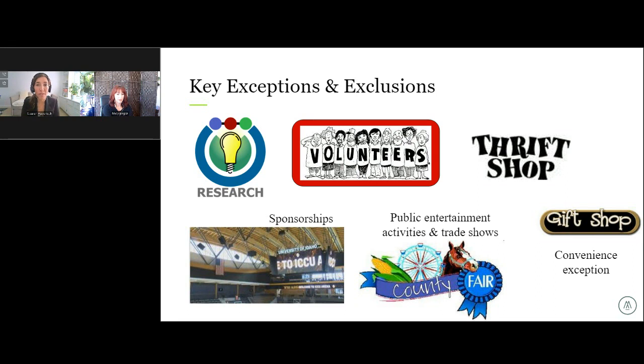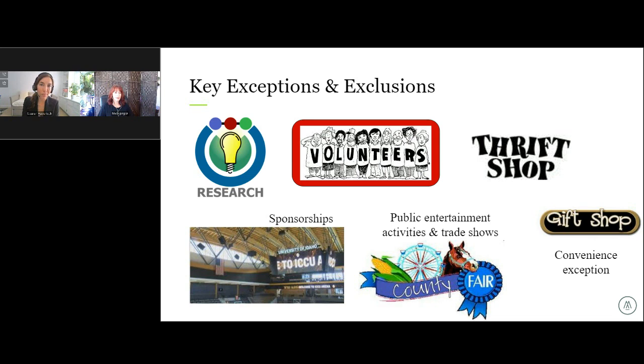Some other common ones that we see would be a thrift shop exception that's connected to the sale of donated goods. So for any type of organization out there, a thrift store that receives contributed assets and then sells them would be excluded from UBI. A lot of times there are a lot more factors that go into that, but potentially there's job training that's associated with those thrift stores. But if you're selling donated goods, that would be excluded from UBI as well.